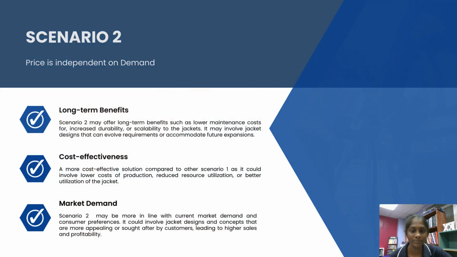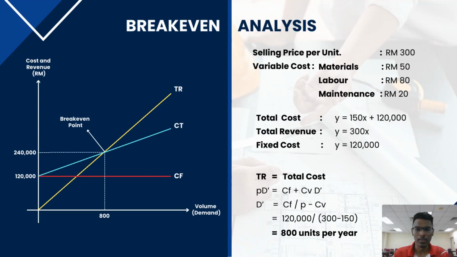Thank you. Hello everyone, I'm GITHAN SHANMUGAM. Now I'm going to explain the break-even analysis for this project. First of all, we have to make some assumptions. The selling price per unit will be 300 ringgit, and we have 3 variable costs. The material cost is 50 ringgit, labor cost is 80 ringgit, and maintenance cost is 20 ringgit. Altogether it is 150 ringgit.